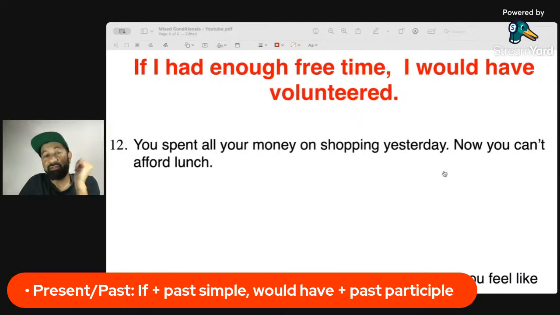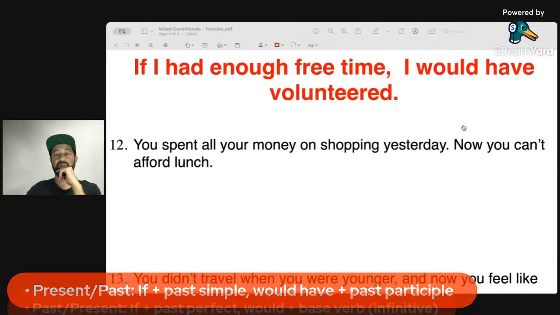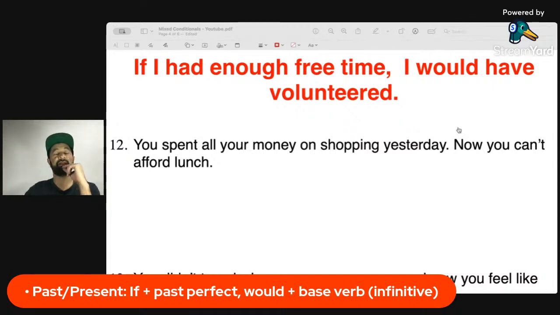Okay, so looks like number 12, we're going to leave that for homework. Mixed conditionals. We're basically using two different conditionals in one sentence. So today, if we look at the banner on the screen, we've got the past simple and then would have and past participle. Okay? But we've also got this past and present. So it's past perfect, would, and the base verb. So it is confusing. It is talking that past is connected to the present or present is connected to the past. We do use these a lot.